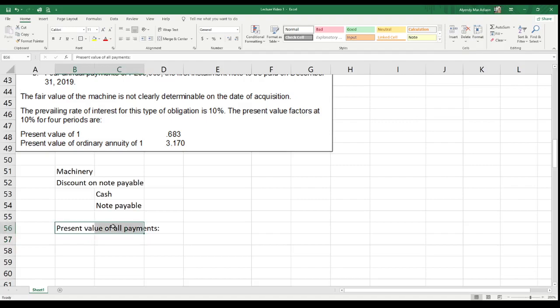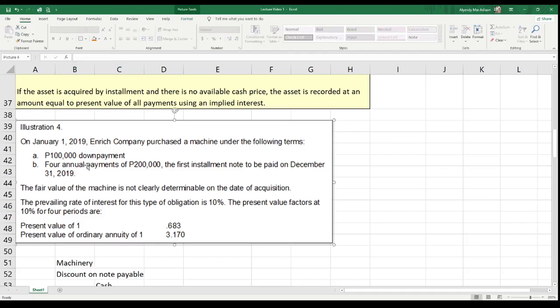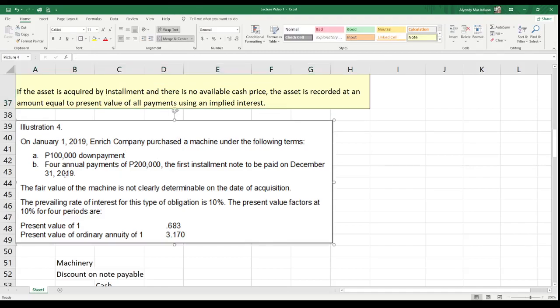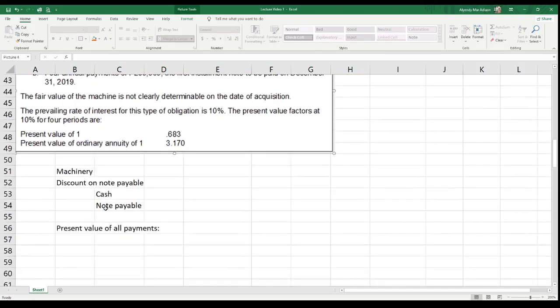Because if we just say present value of the note, then it will only refer to letter B, the utang only. But accordingly, it must be the present value of all payments. That means the utang plus the down payment. Okay, so that's why it is called present value of all payments. So how much is the present value of all payments?